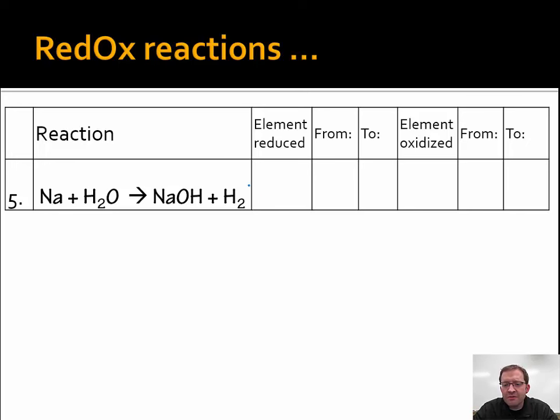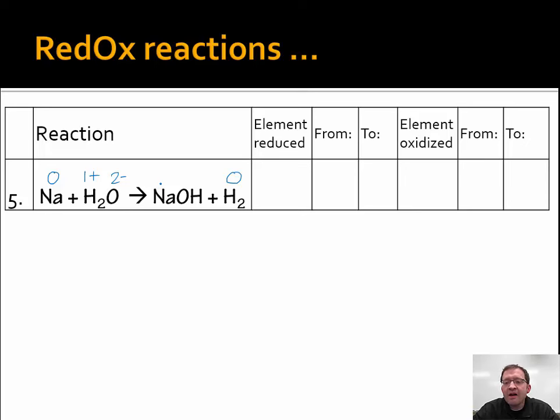Now, this is number 5. On number 5, we have a single replacement reaction. And on number 5, like on the previous one, we have some elements that are by themselves. We have sodium and we have hydrogen. Both of those are elements in this equation, so we can call them neutral, zero oxidation numbers. Water, well, we've seen water before. That was in the first one we did. And in that one, oxygen was -2 and hydrogen was +1. And that's what we'd expect.